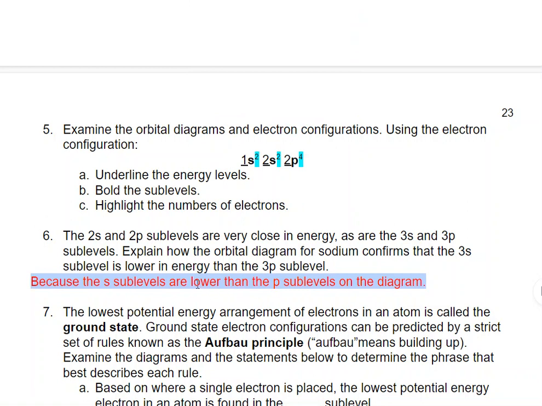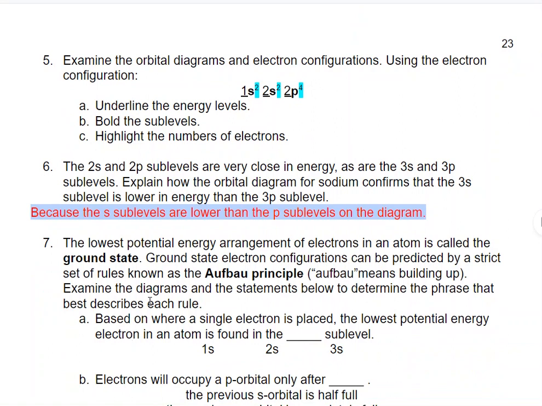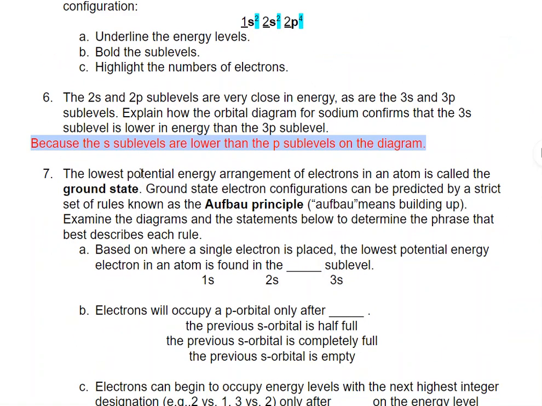Okay, so still moving on here. The lowest potential energy arrangement of electrons in an atom is called the ground state. The ground state electron configurations are predicted by a strict set of rules known as the Aufbau principle. We also have Hund's rule, as well as our electron spin rule. So Aufbau comes from a German word which means building up.